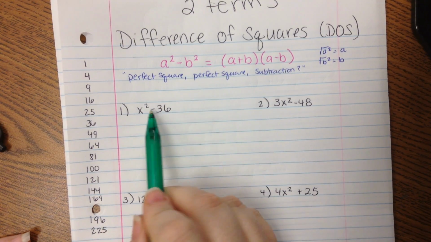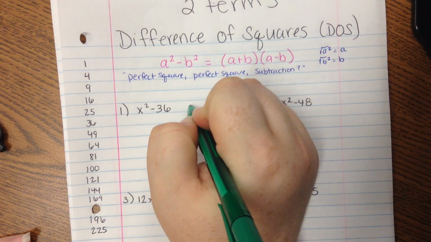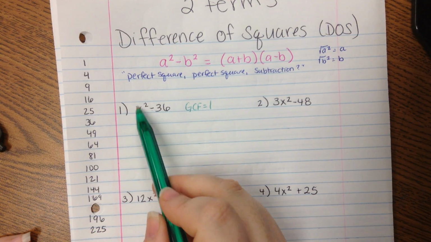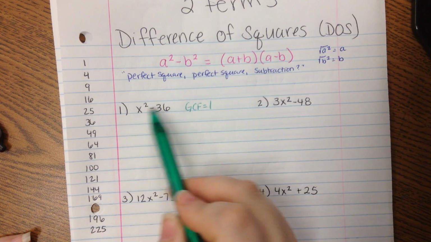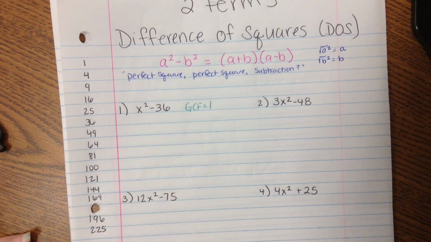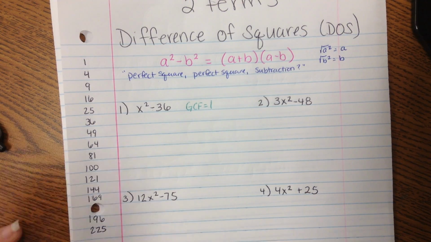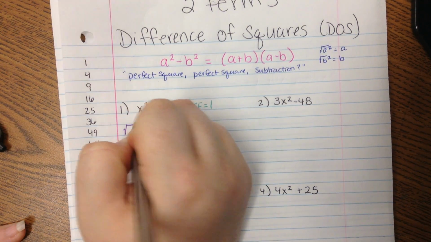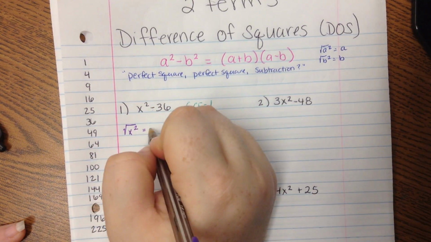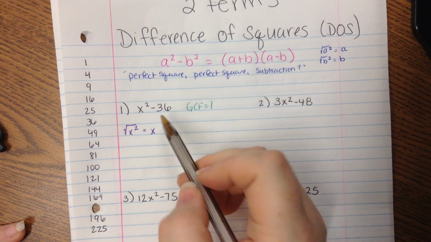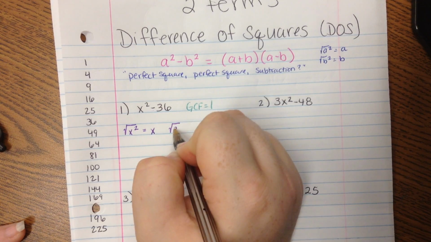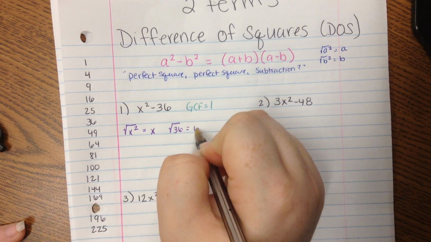You still always look for your GCF, and on this problem, our GCF is equal to 1. Everything has a GCF. The smallest number is a 1, and these do not have a common letter, so our GCF is 1. So yes, we are still left with a perfect square, and subtraction. So we figure out what our a value is by taking the square root of this first entire term, which was x squared. The square root of x squared is x. Then we figure out what the square root of this entire back term is, which is the square root of 36. The square root of 36 is equal to 6.